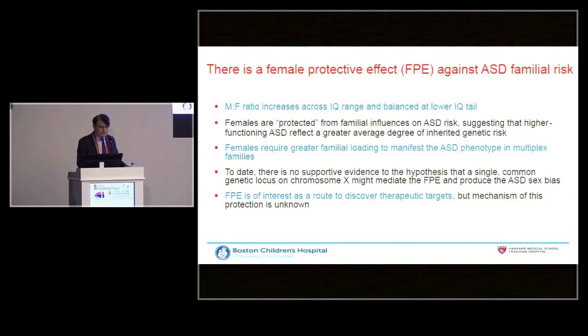The other important issue, which we didn't know until studies found out recently, is that there is a need for greater familial loading in the siblings and families of female patients with autism. So they require more genetic loading to express autism. That's a very important finding. There is no supportive evidence at this time of an X-linked common genetic locus that will mediate this. We don't know this. Some other people have looked at this, but they have not found the evidence yet. But this is a very important route to discover therapeutic targets, in fact, to understand why females are more protected.